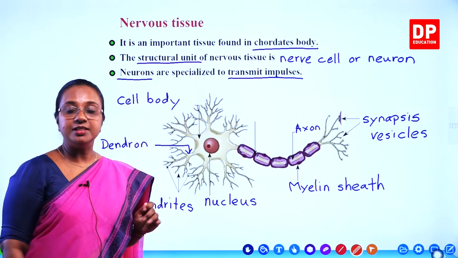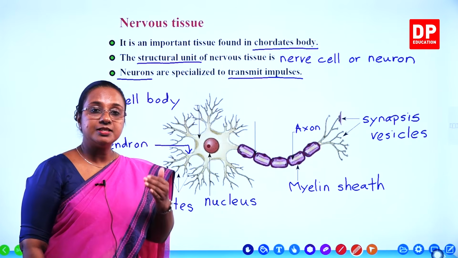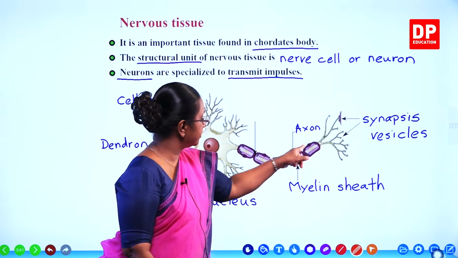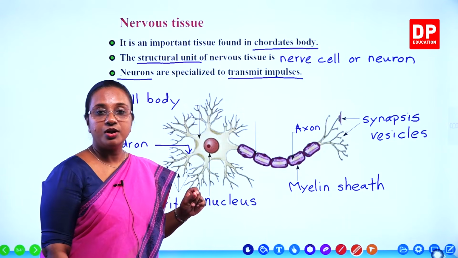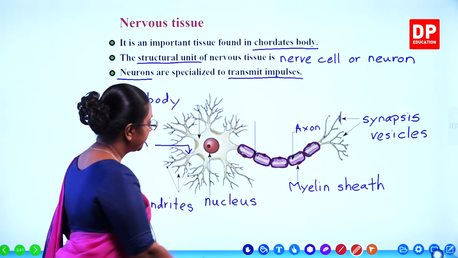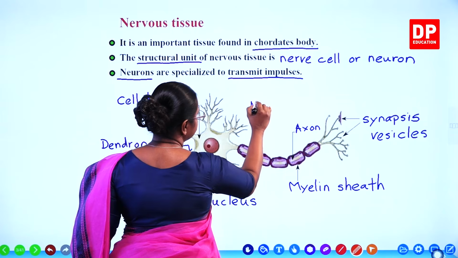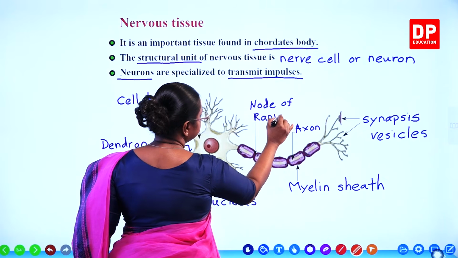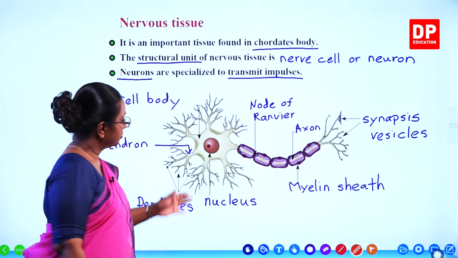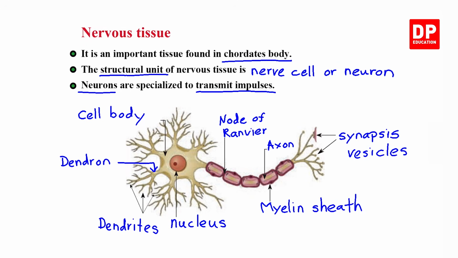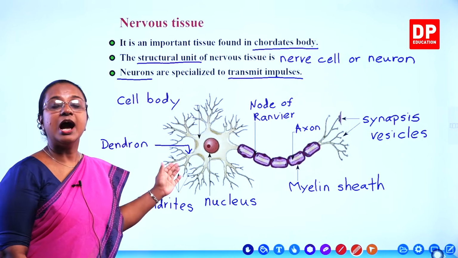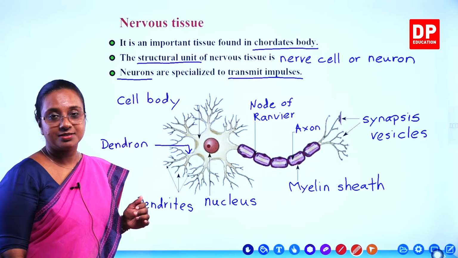And this myelin sheath is not continuous. It is a discontinuous cover. And in between, wherever there is a space, that part is called the node of Ranvier. So here you can see this is a node of Ranvier. So students, those are the different parts of a neuron or a nerve cell. If you are given a diagram, you should be able to identify all these parts.